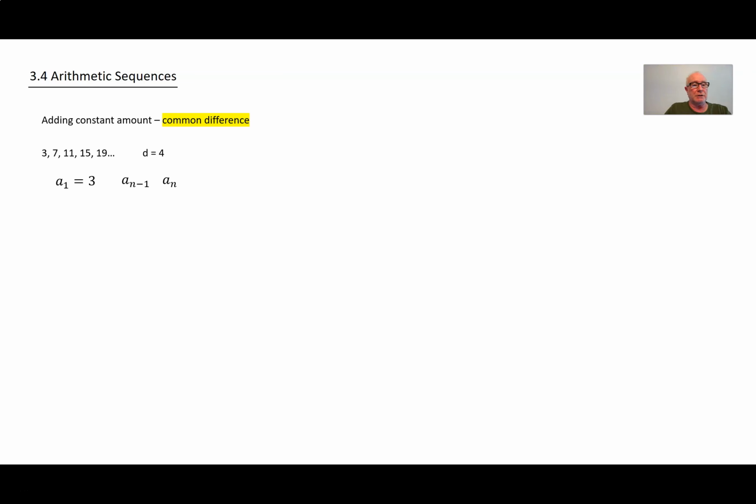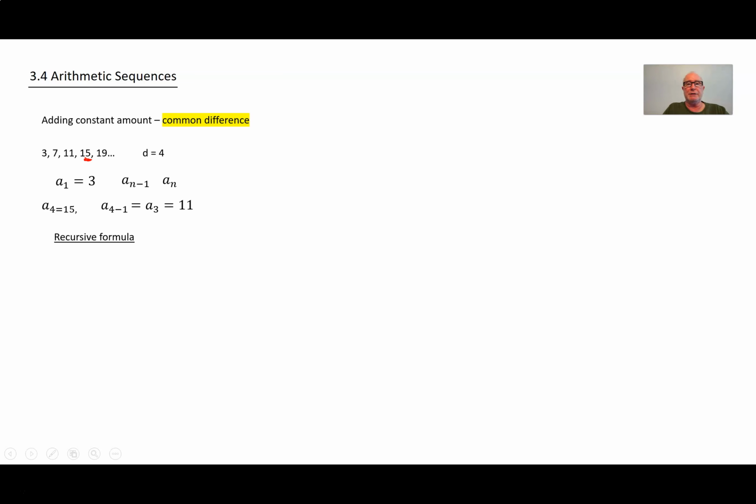So for instance, in this sequence, the fourth term is 15. And the third term, the one that comes before it, is 11. So the fourth term is 15. A sub n minus 1, or 4 minus 1, is the third term, which is 11. So what we want to be able to do is write some formulas.